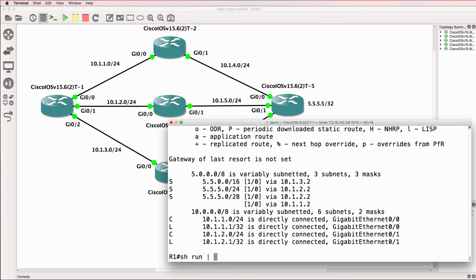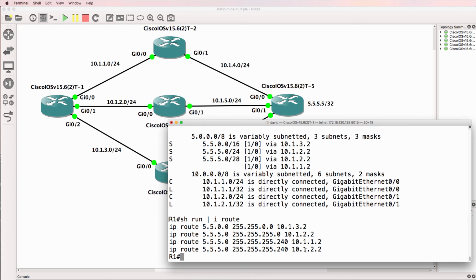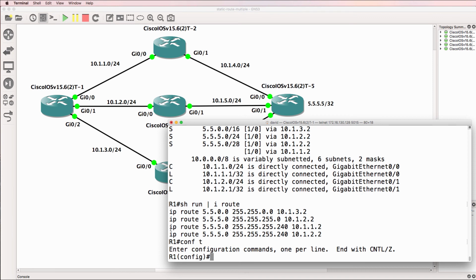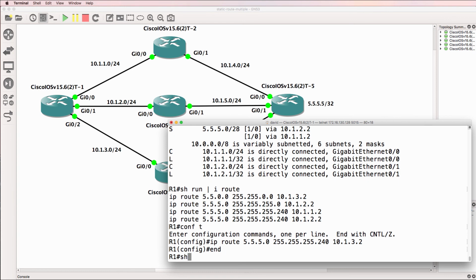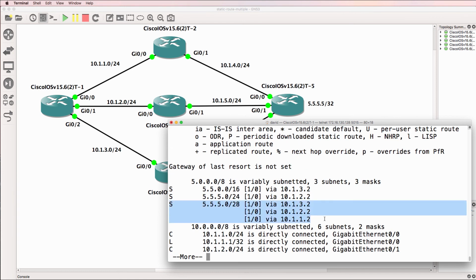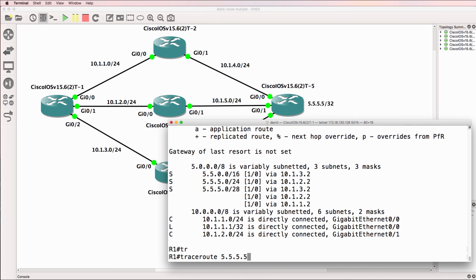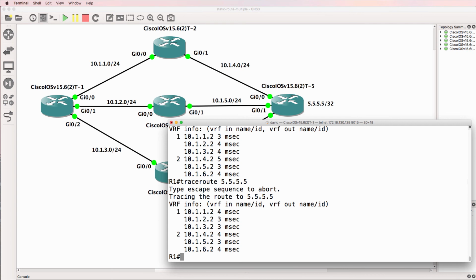So show run, pipe include route. These two routes are going to be used for load balancing because they're the most specific and they're the same length. These two will be ignored. But if we copy that and add an entry going to 10.1.3.2 to router 4, the routing table shows us three entries now. And if we trace to the loopback now, notice it's going to load balance across those three routes. You need to be careful with this because sometimes, depending on the router, the load balancing may actually not be true. But for CCNA level, we'll assume that it load balances as follows.